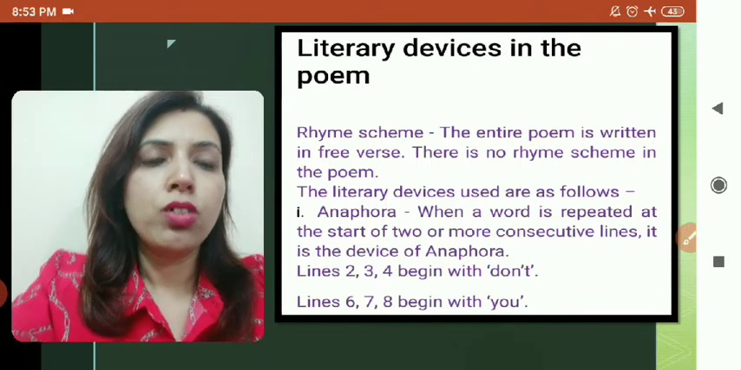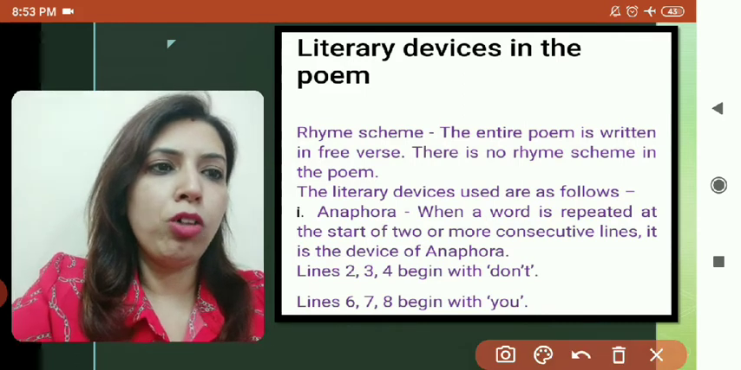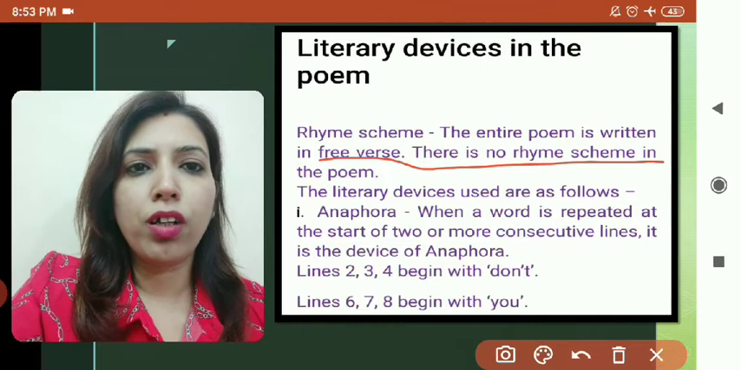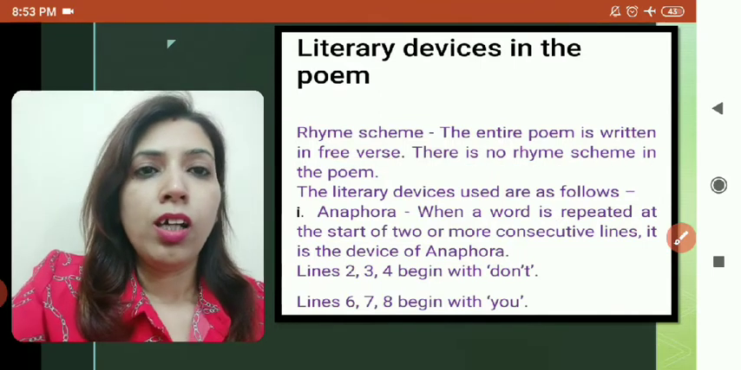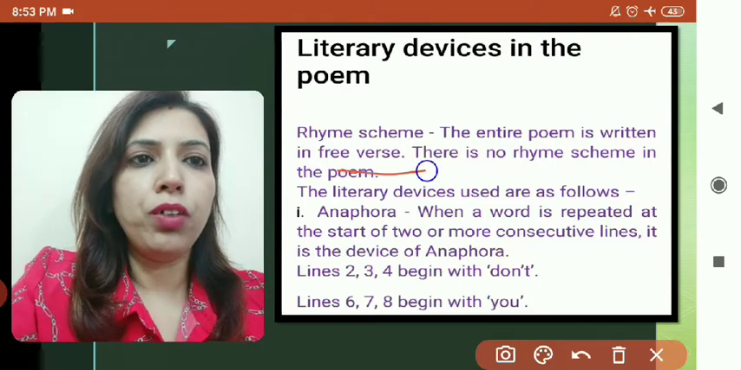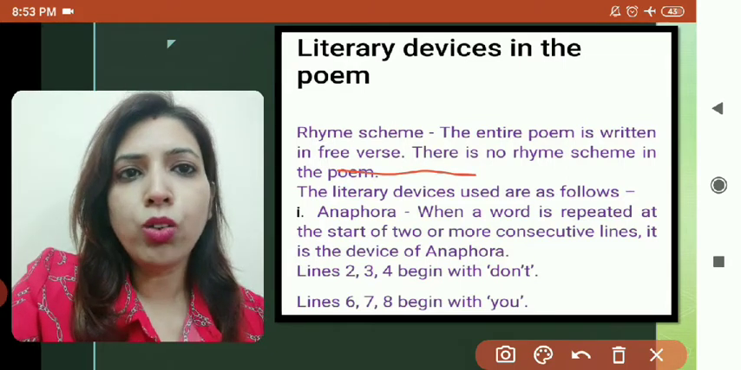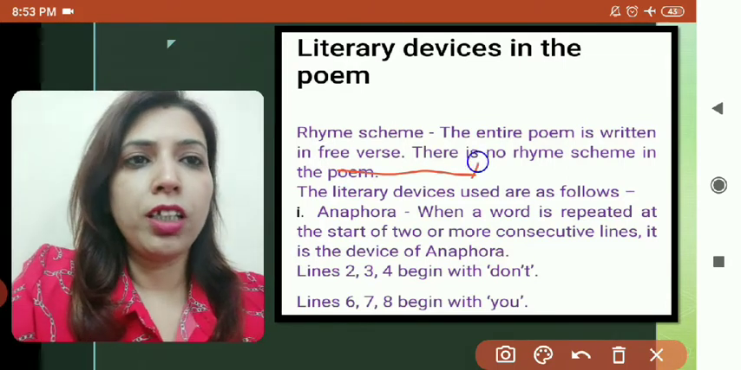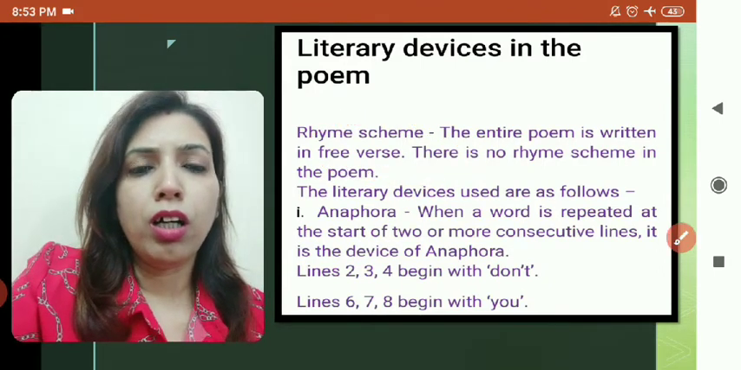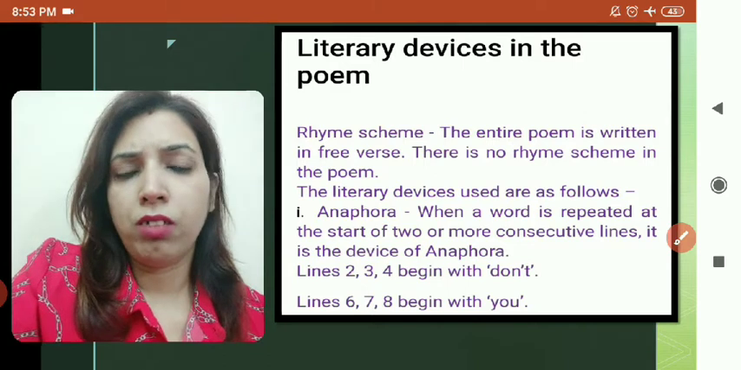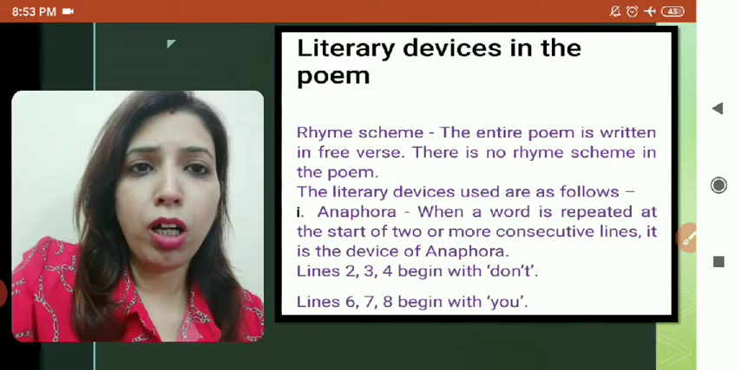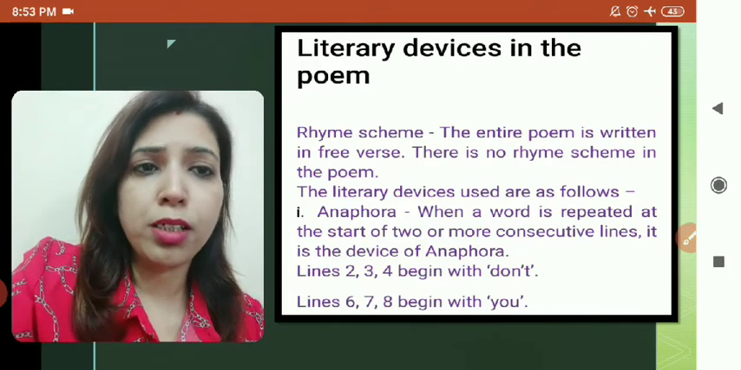In this portion, we will be dealing with all the literary devices which are used in the poem. The first thing we should know about is the rhyming scheme. When there is no rhyming scheme in the poem, that is called, children, free verse. This poem is written in free verse. The most famous free verses were written by Shakespeare, which we'll come to know in later classes.